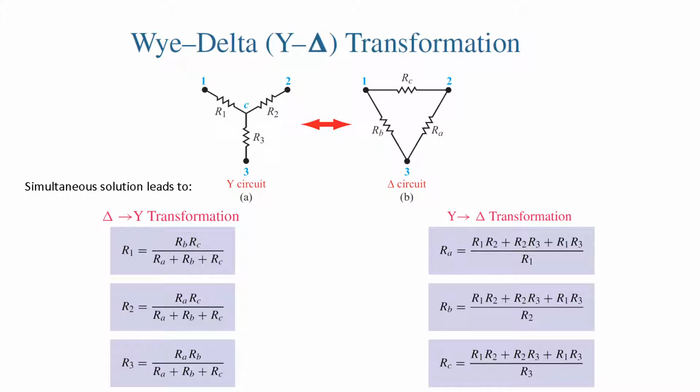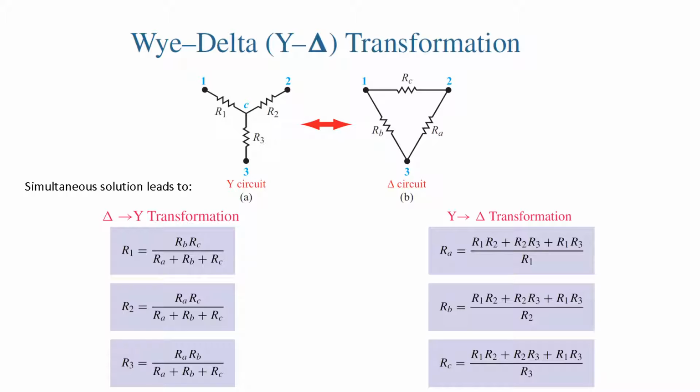So on this slide, we have the Y to delta transformation and the math that you need to know for it. So first, let's start with the pictures and depictions, and then we're going to talk through the math that gets us there. So in figure A, the Y circuit, this Y circuit is going to be able to be transformed into the delta circuit.